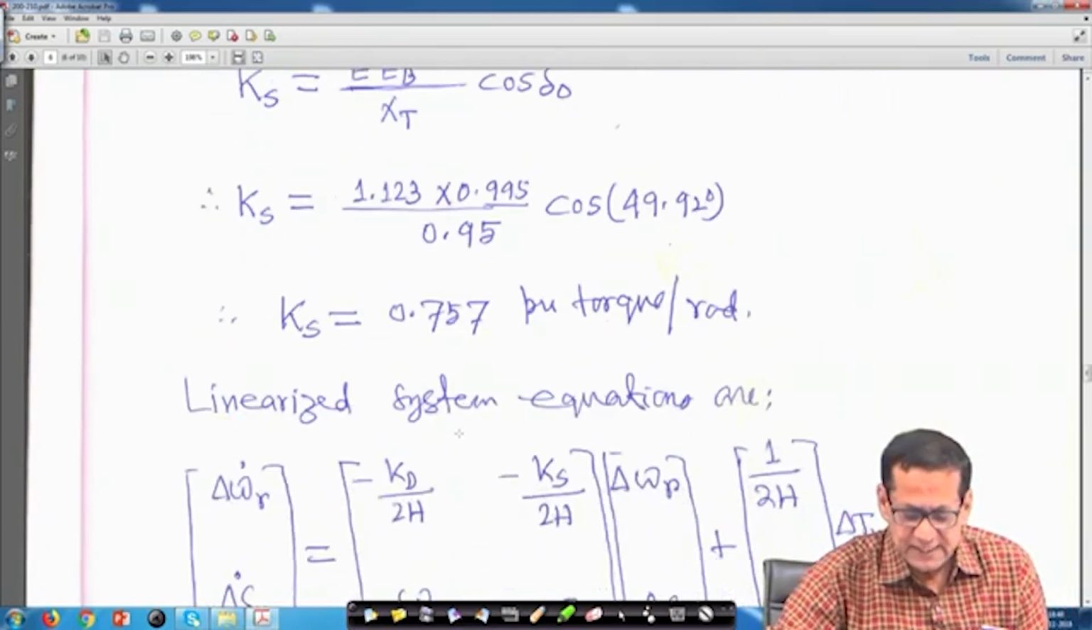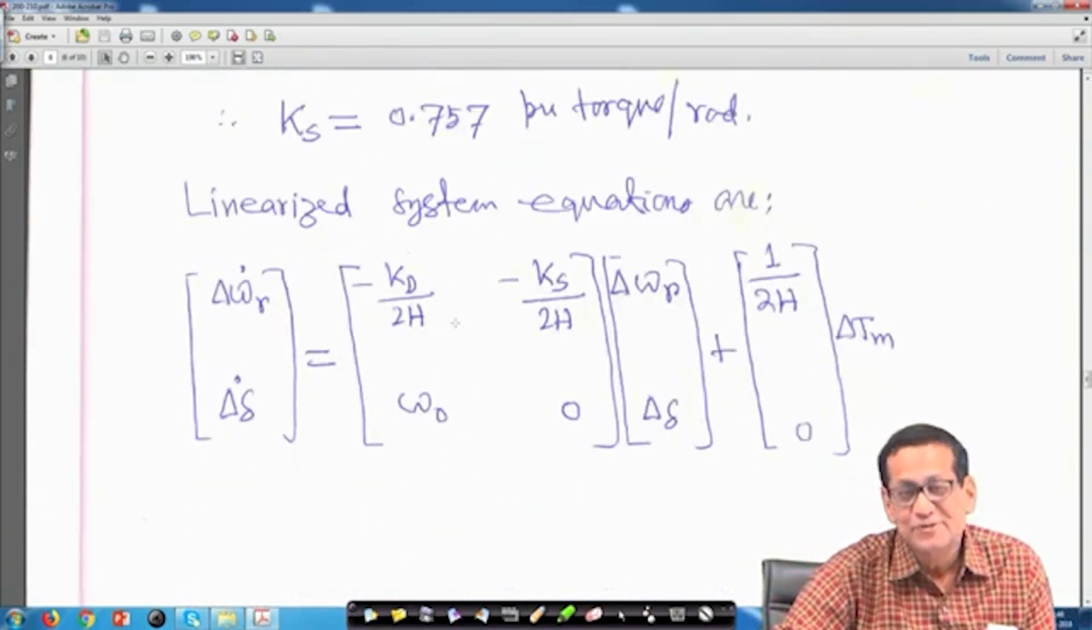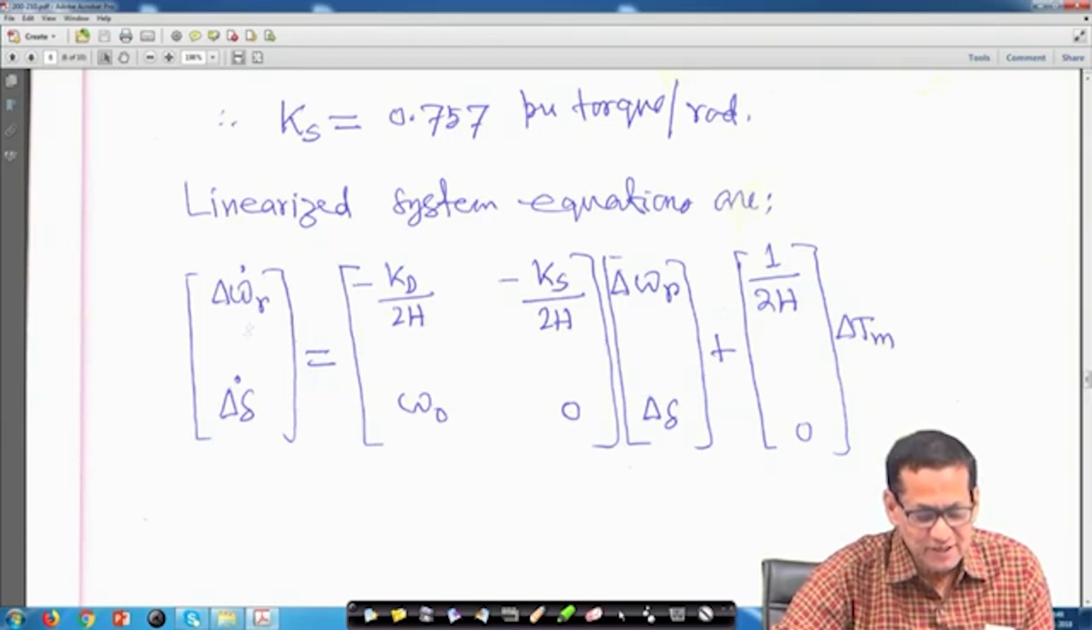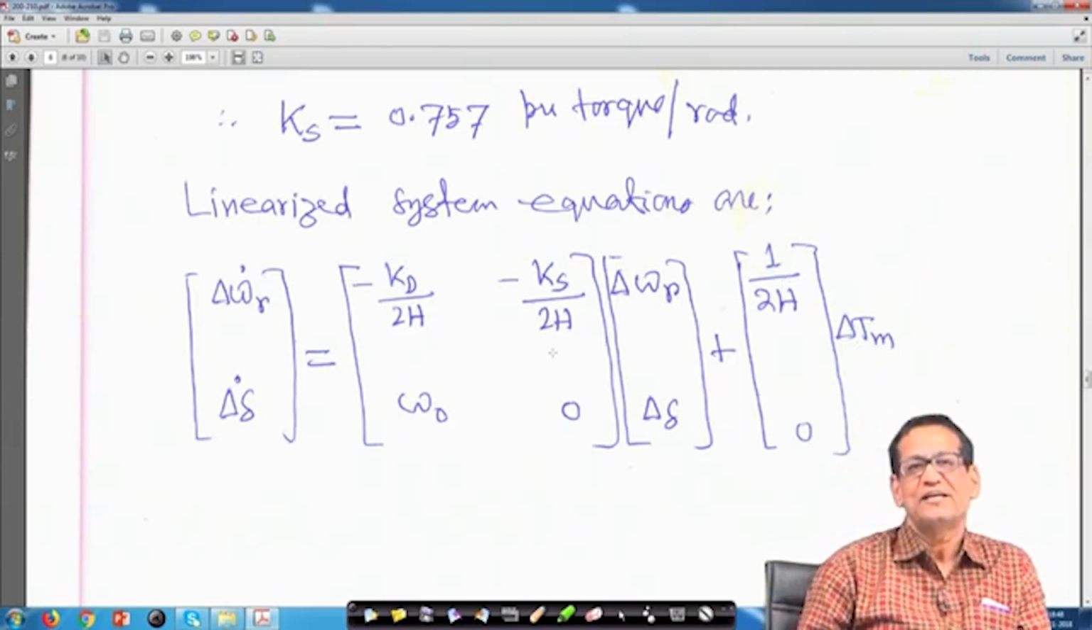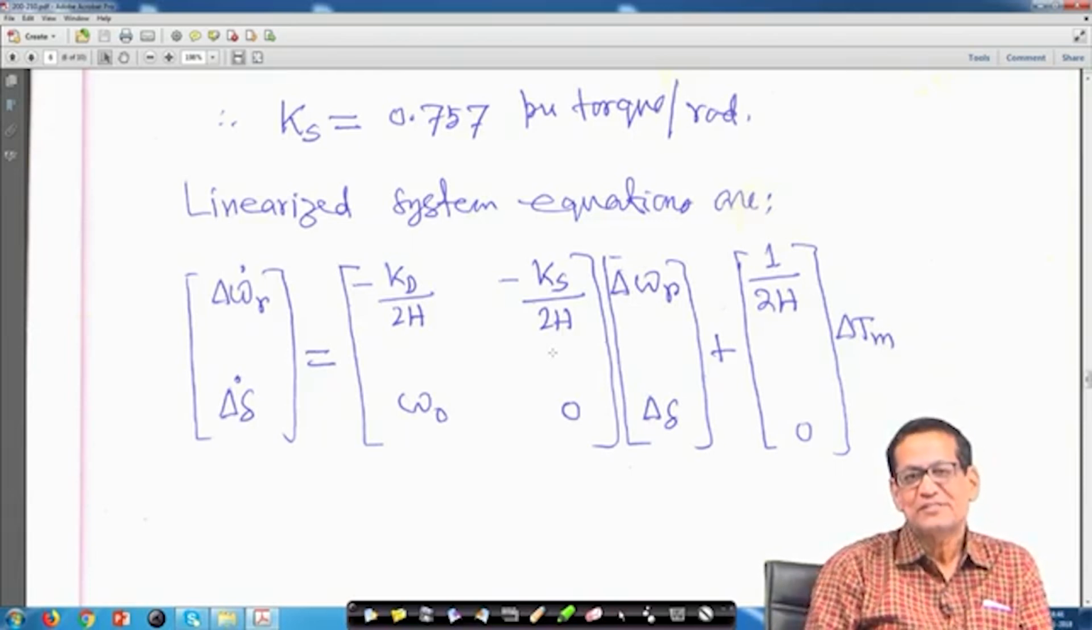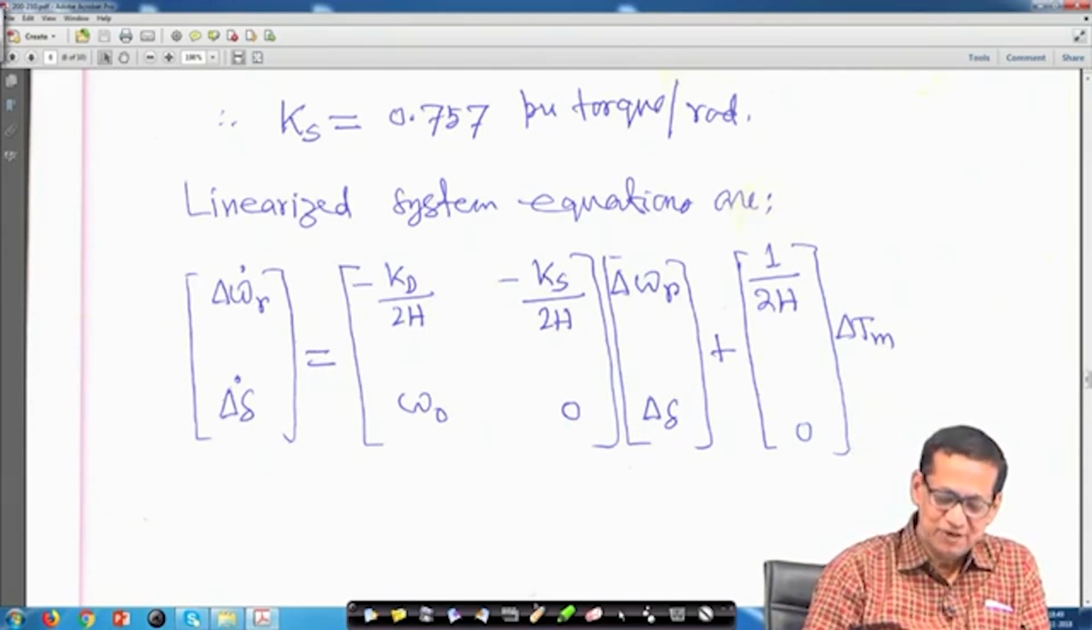The linearized system equation we have also seen in that swing equation: delta omega dot, delta delta dot is equal to minus K d upon 2 H, minus K s upon 2 H, omega 0, 0, times delta omega, delta delta, plus 1 upon 2 H, 0, times delta T m. This equation we have seen before, right. I did not write the equation number, but it is the same equation we derived in the swing equation, the linearized system equation that we are using here. Go back to that swing equation topic.